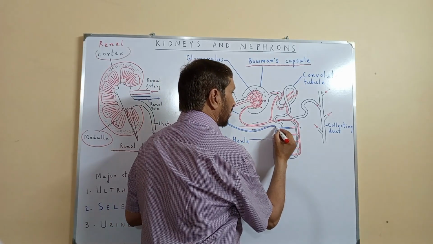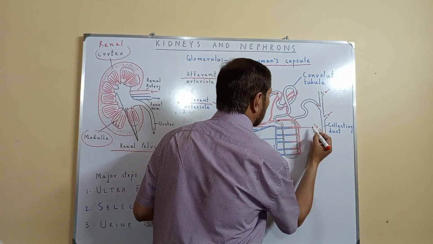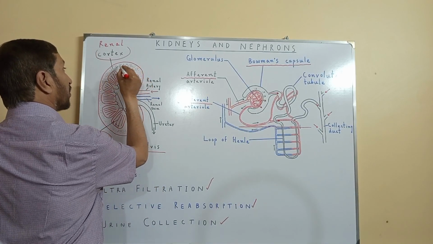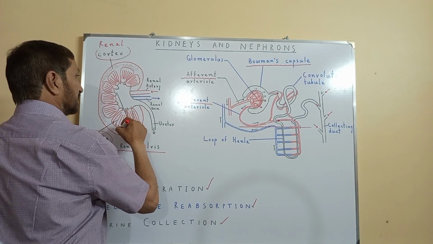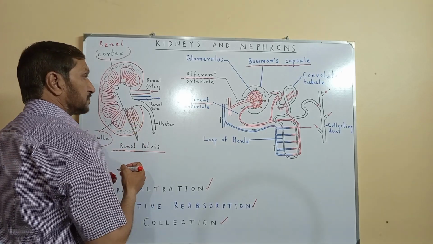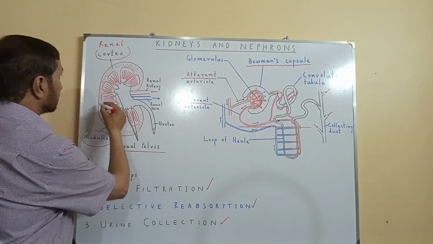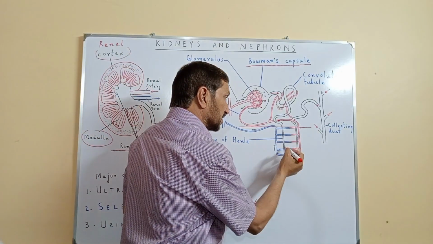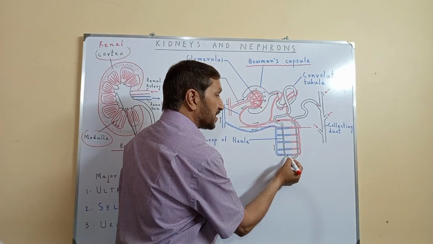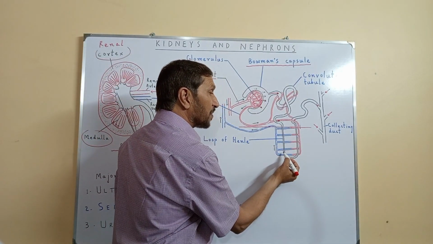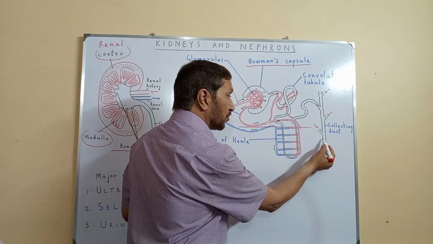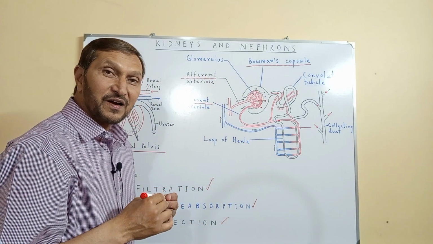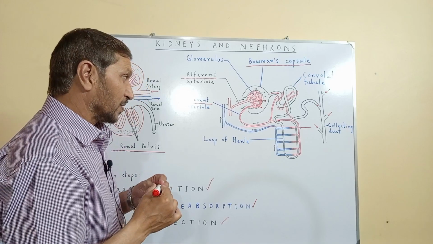This coiled convoluted tubule is taking the filtrate from this region, and remember that this region is present in the cortex, here in the cortex of the kidney, while this region is present in the medulla: the loop of Henle and the collecting tubule. They are present in the renal medulla.